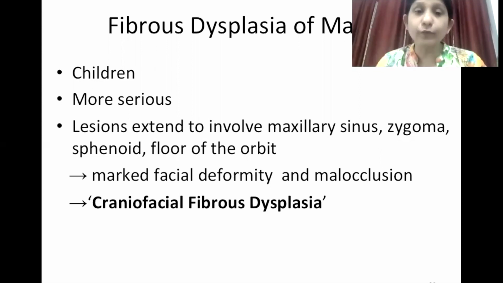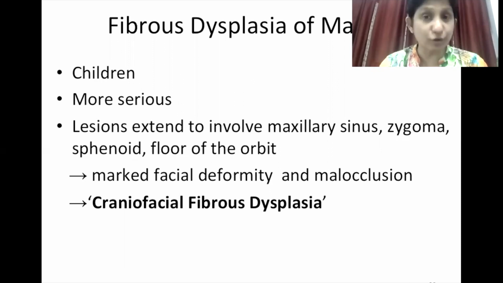The lesions extend to involve the maxillary sinus, the zygoma, sphenoid, and the floor of the orbit. Now, from the maxillary sinus to the orbit, the access of the lesion is easy. And from the orbit to inside the skull, again, it is easier. So there's a marked facial deformity and malocclusion. And this can also be called craniofacial fibrous dysplasia because it does not affect just the maxilla, but also the base of the skull.